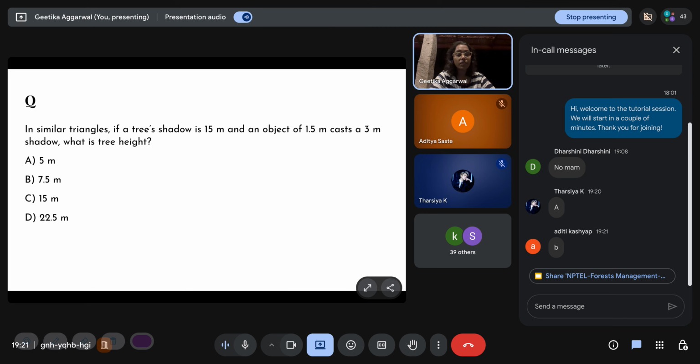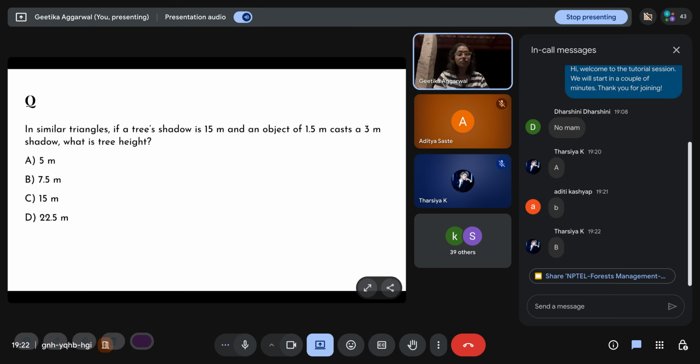B, 7.5 meters. Others? D. Other people, are you taking long to take a guess or to calculate? Are you trying to find notebooks, pencils, pens? So, say your tree's height is h. H by 15 should be equal to.